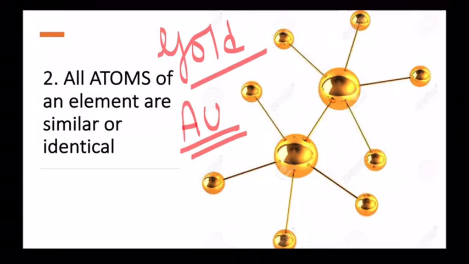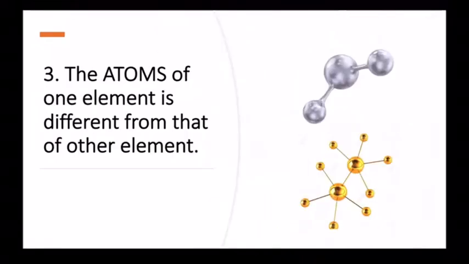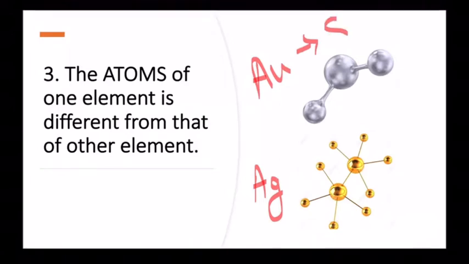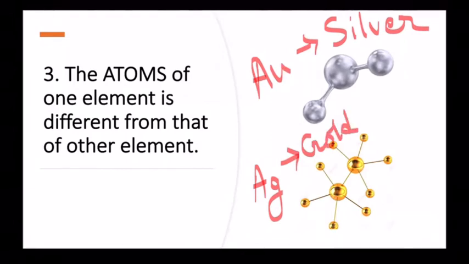Next, characteristic number 3. The atoms of one element are different from those of another element. I have given two pictures of two different atoms. One is gold, another one is silver, denoted by the symbols Au and Ag. But you see, atoms of gold are different from atoms of silver.